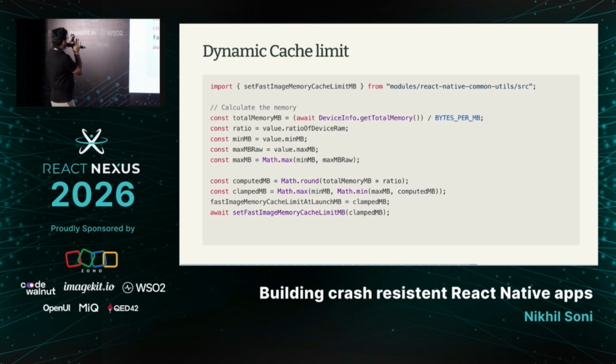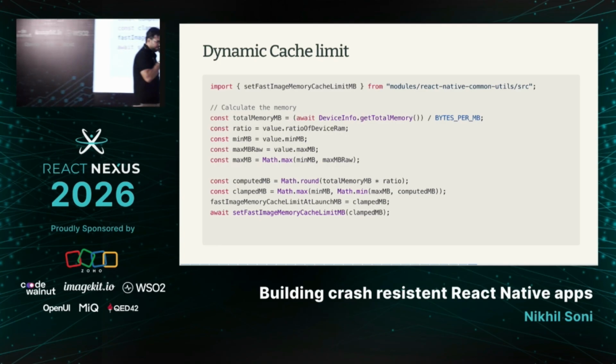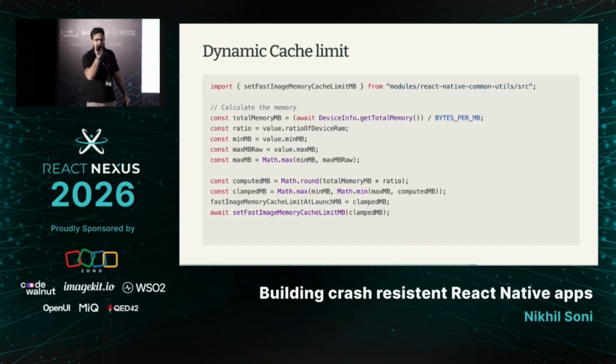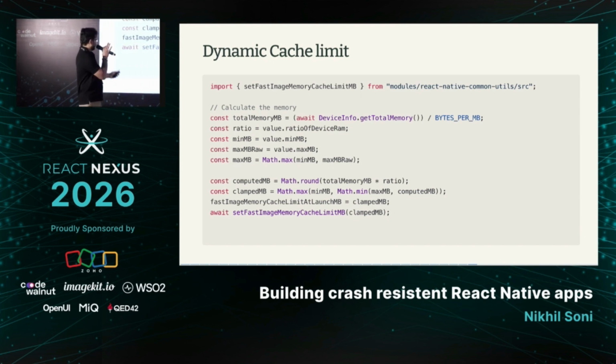So this is the math around it. We get the total number of MBs, then the ratio which we had decided, the minimum which we had decided, and the maximum which we had decided, and we get the max of MB. Then the total MB with the ratio gets calculated, and we get the clamp value, which gets set to our SDWebImage cache. This helps you cache your memory, and it will never overflow after that.